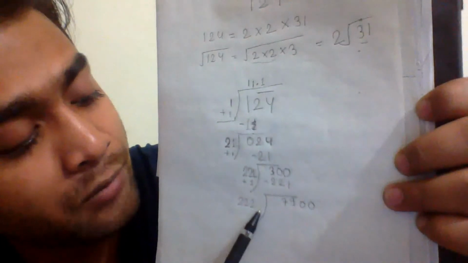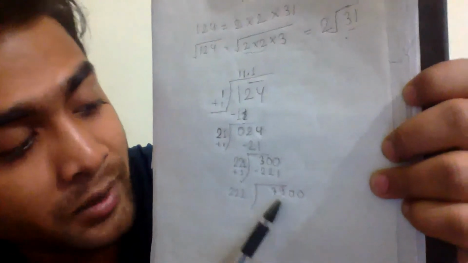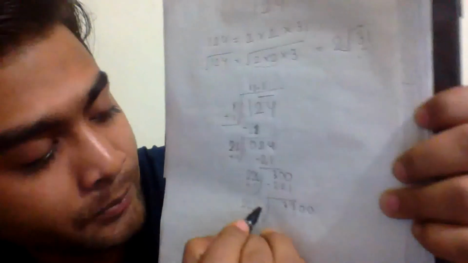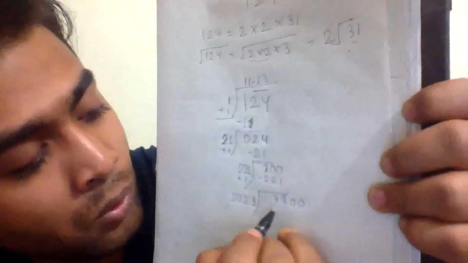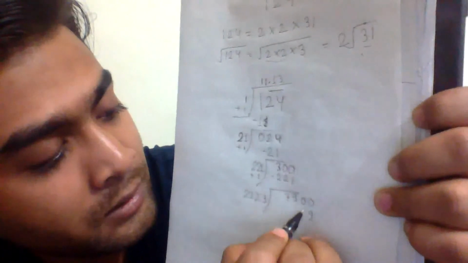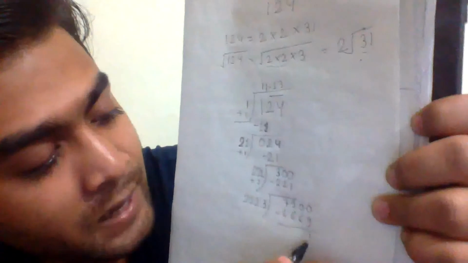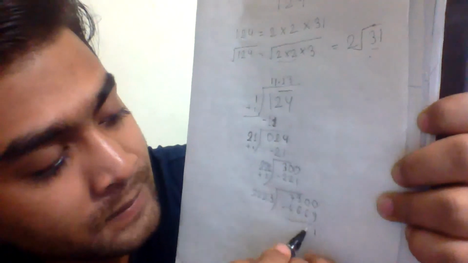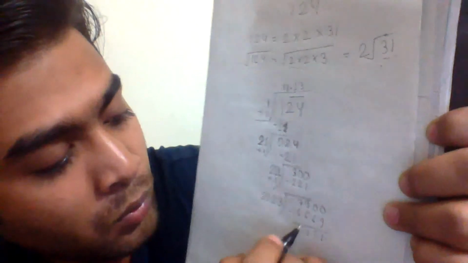But when I'm trying for 4, I'll get the number in 8th terms, that means which will be larger than this. So I'll go for 3. I'll write 3 over here. So my term that will come here will be 9, 6, 6, 6. The remainder will be 1, 3, 2, 1.